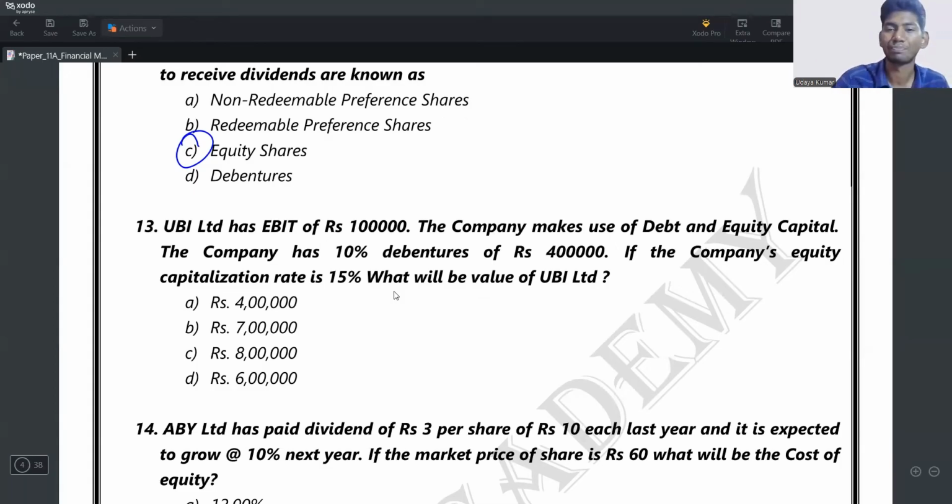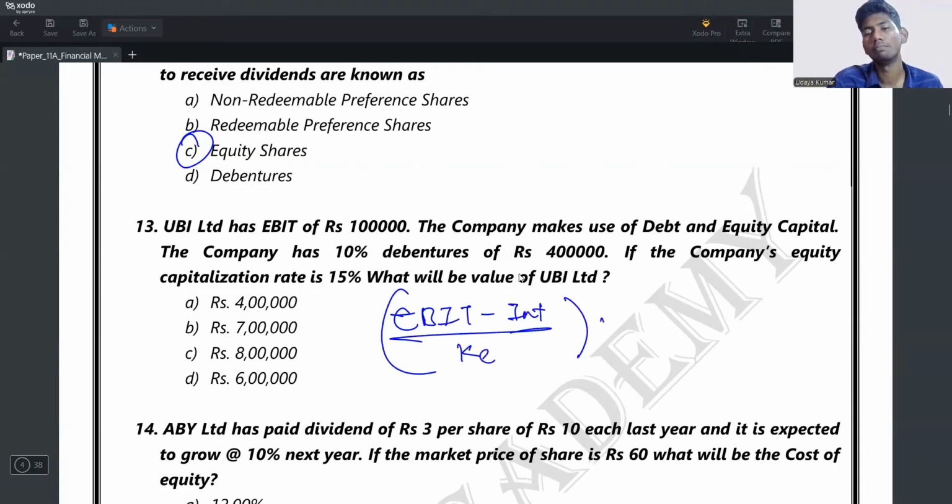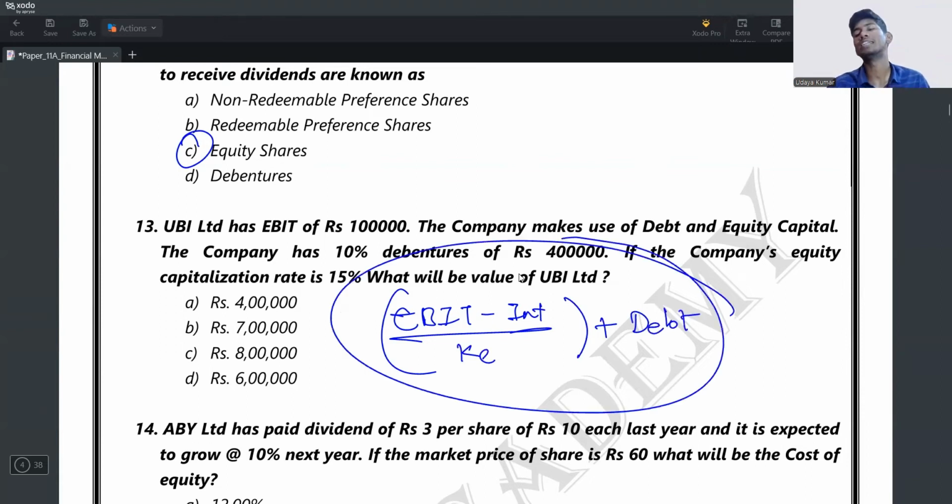He is asking what? Value of UBI Limited. So the value can be found by using the formula, which is EBIT minus interest divided by KE, plus debt, right? EBIT minus interest divided by KE plus debt. So by using this formula, try to find out the answer. You can pause the video and you can calculate the answer. You can answer the question.